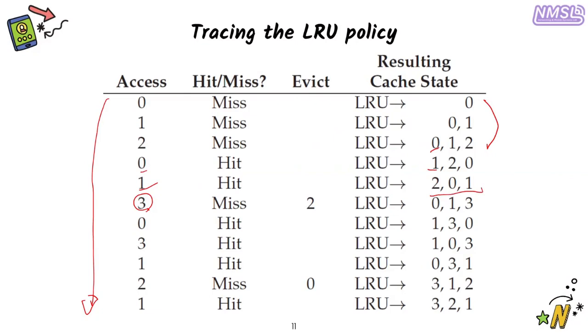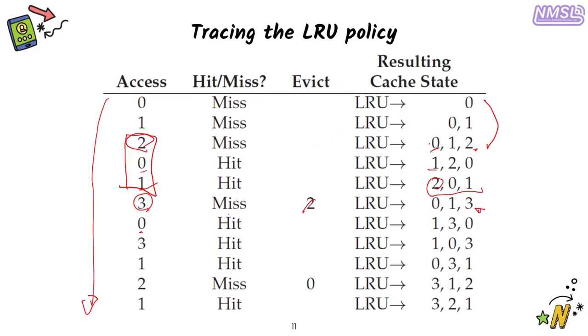Now, we're actually going to order the cache state here. Basically the right-hand side is the most recently used, so the least recently used item will be on the leftmost side, right? So when we have a miss, 2 had been accessed least recently, so 2's out and 3 goes in here.